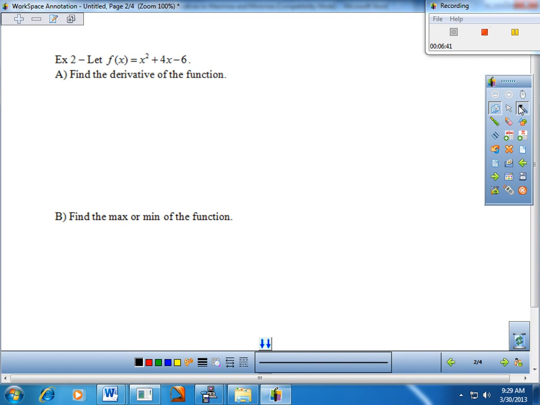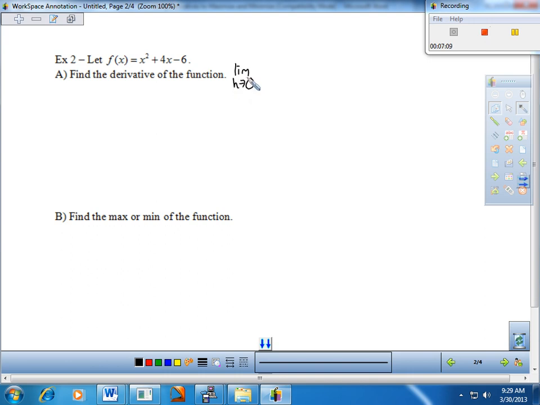It says, example 2, let f of x equal x squared plus 4x minus 6. And what we're going to do first, of course, is find the derivative of the function. And then we're going to go ahead and utilize the derivative to find what would be either the max or the min. And I think I gave it away that this would be a min. So let's give it a try. Let's get just a little practice dealing with finding a derivative again.